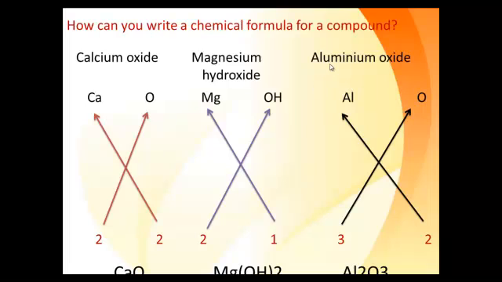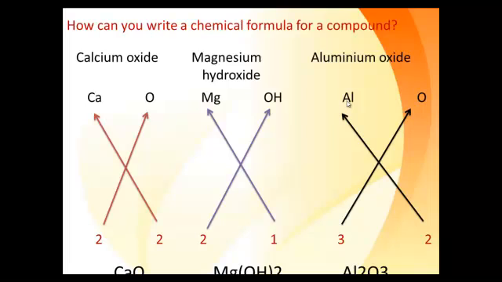Number 3. Aluminium oxide. Step 1. Write the name, aluminium oxide. Step 2. Write the symbol of each element or atomic group under its name. The symbol of aluminium is Al. The symbol of oxygen is O.